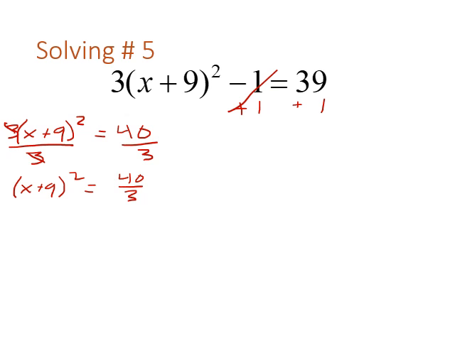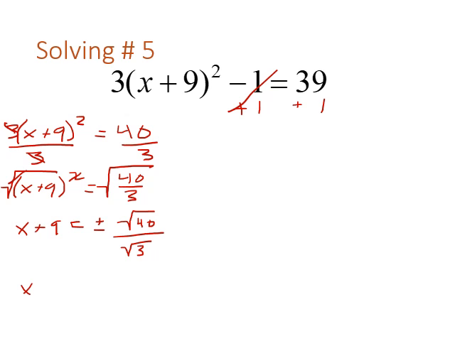Okay. Now, when I take the square root, I am left with x plus 9 equals plus or minus, and I'm going to break up that radical. So I'm going to write this as root 40 over root 3. I'm going to do that because 40 has a perfect square factor. Perfect square factor there would be 4. So x plus 9 is going to equal plus or minus, I'm going to break up root 40 into root 4 times root 10, and that's all over root 3.